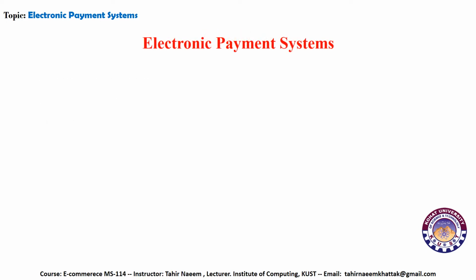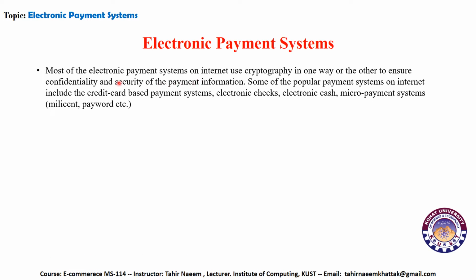Let's discuss electronic payment system. Most of the electronic payment systems on the internet use cryptography in one way or another to ensure confidentiality and security of the payment information. Some of the popular payment systems on the internet include credit card based payment systems, electronic checks, electronic cash, micropayment systems, Millicent, Payword, etc.